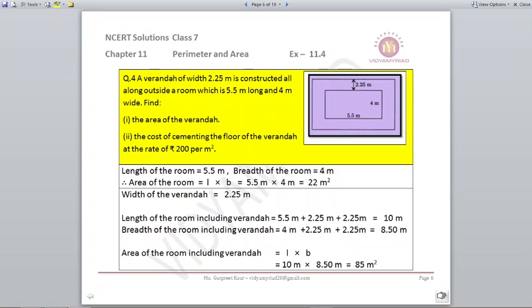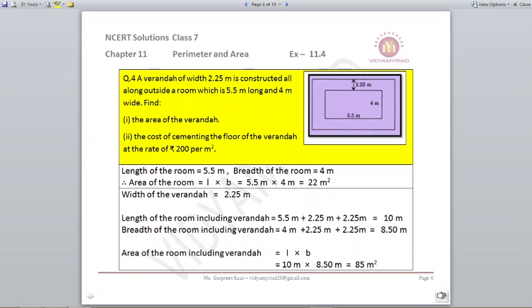Now they are told that there is a veranda outside the room which is 2.25 meters. So that means if I want to know my length, I will add 2.25 two times to 5.5. That means the total will become 10 meters. So the total length is 10 meters.